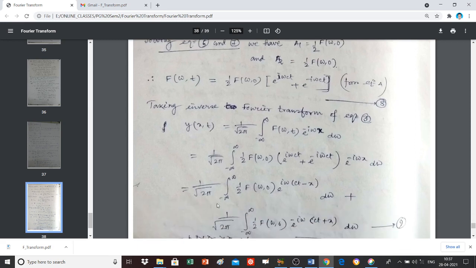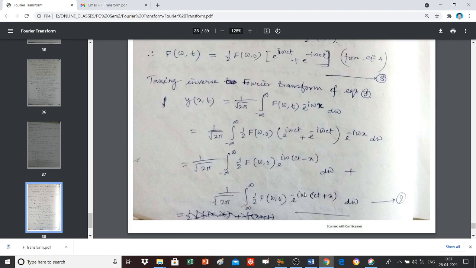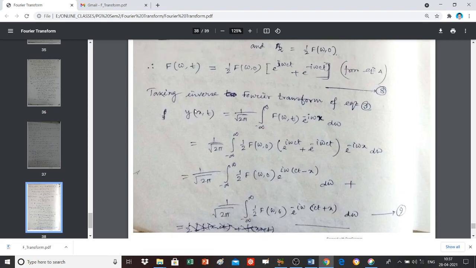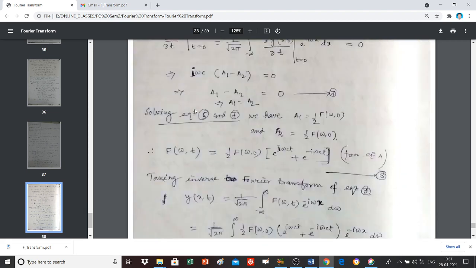So that is equal to 1 by root 2π integral from minus infinity to plus infinity of half f(omega, 0) e to the I omega (ct minus x) d omega. This is the first term. Plus for the second term, 1 by root 2π integral from minus infinity to plus infinity of half f(omega, 0) e to the minus I omega (ct plus x) d omega. This is the solution for y in case of the wave equation, the one dimensional wave equation.